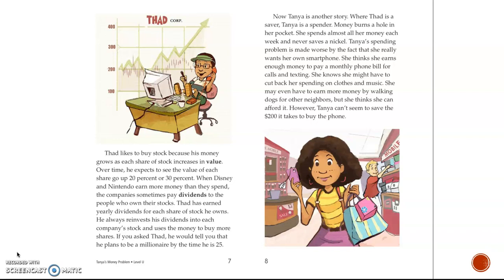She thinks she earns enough money to pay a monthly phone bill for calls and texting. She knows she might have to cut back her spending on clothes and music. She may even have to earn more money by walking dogs for other neighbors, but she thinks she can afford it. However, Tanya can't seem to save the $200 it takes to buy the phone.